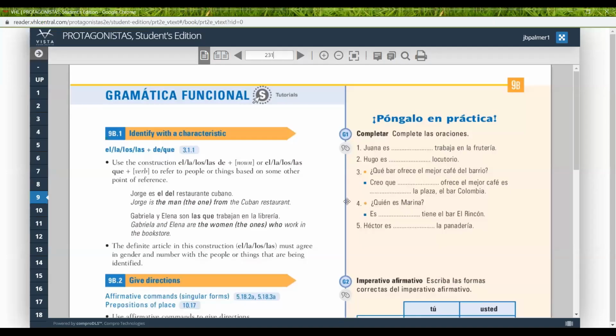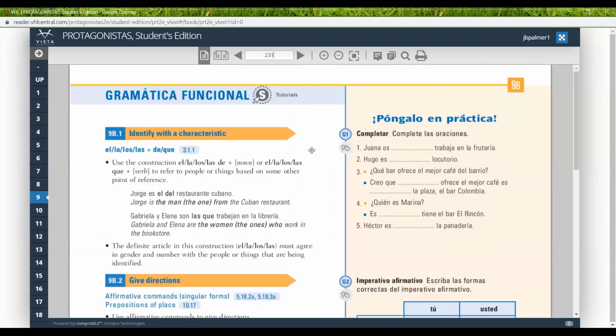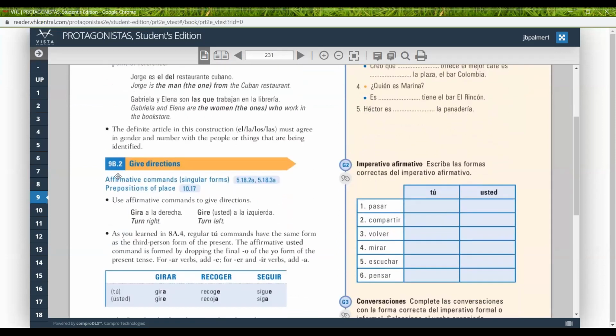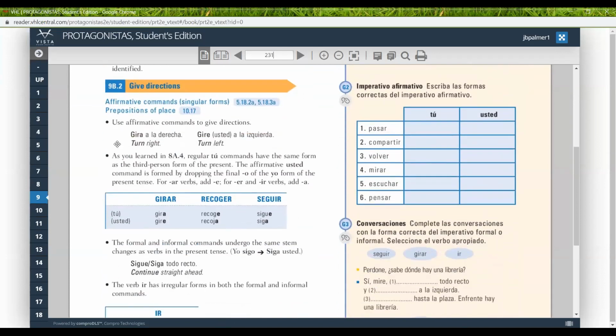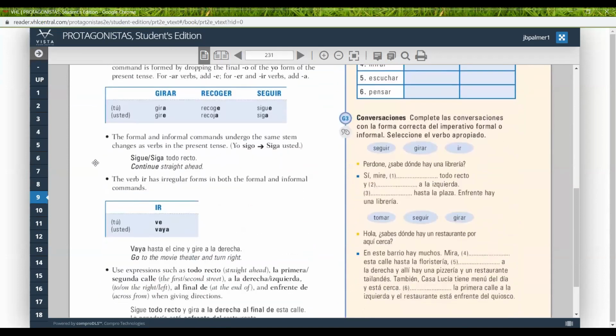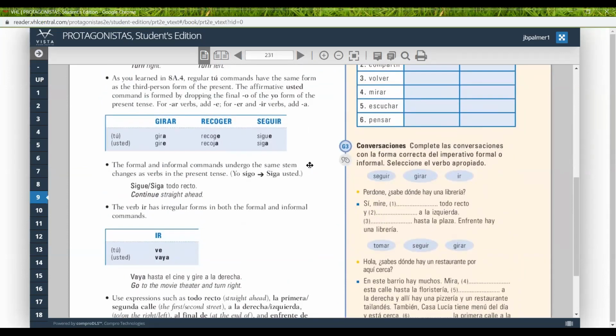All right, so I know that was kind of basic, but there are good explanations in the end of 9B on page 231. What we covered was 9B.1, identify with a characteristic, and 9B.2, give directions, aka these particular verbs in the command form. And it has, you know, pretty good explanations.